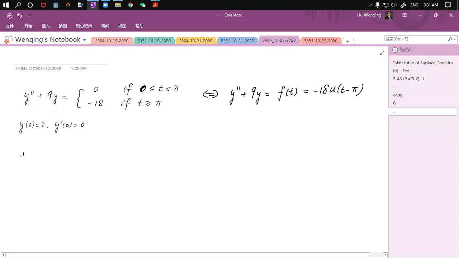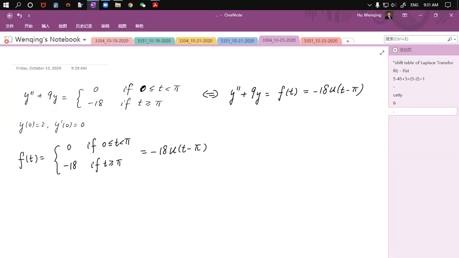So basically, what I'm saying is that if I let f(t) equal 0 if 0 is less than or equal to t less than pi, and -18 if t is greater than or equal to pi, this is nothing but -18 times u(t - pi). This is very important, the first step. If you cannot work out this step, you're going to lose all your points for this problem.